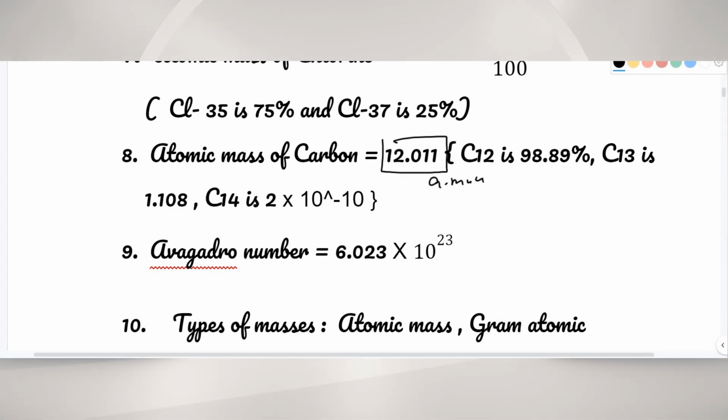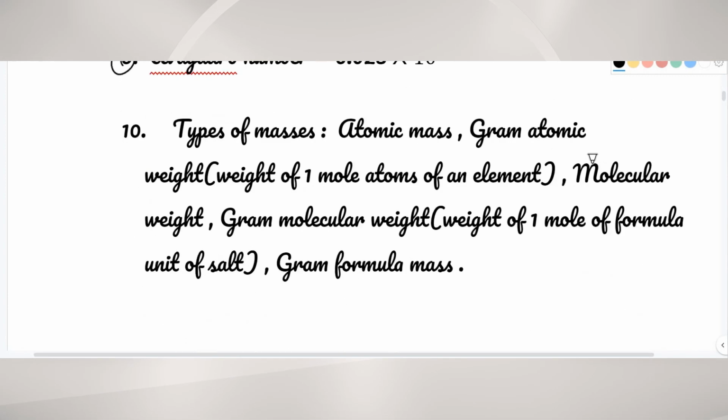Okay. Here, 9th point, 1 Avogadro number. What is 1 Avogadro number? It is 6.023 into 10 to the power 23. This number you remember. This is of great use in this chapter.